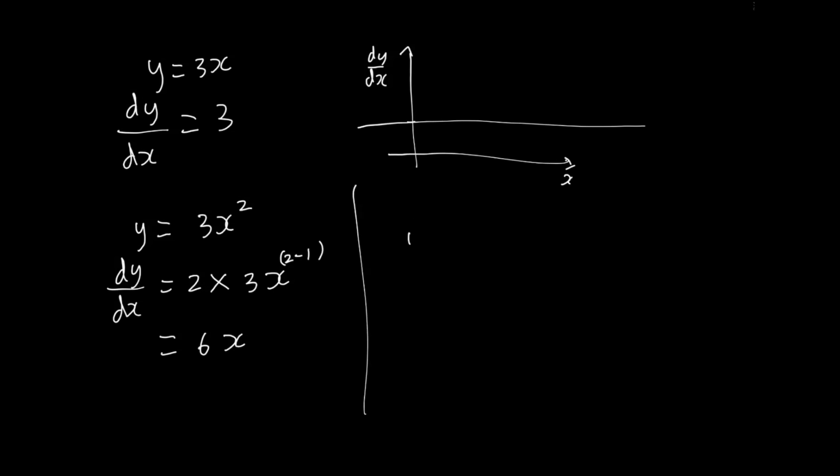Now let's do an example with a constant. So what do I mean by that? Well, y is equal to 4x cubed plus 5. And this is an introduction to our first differentiation rule.